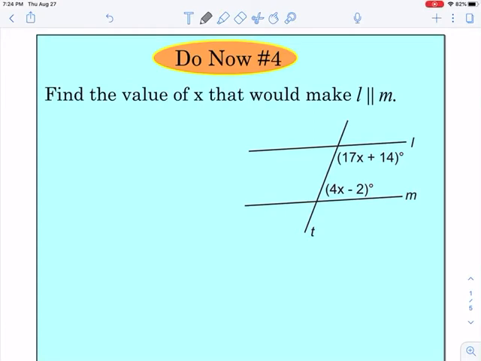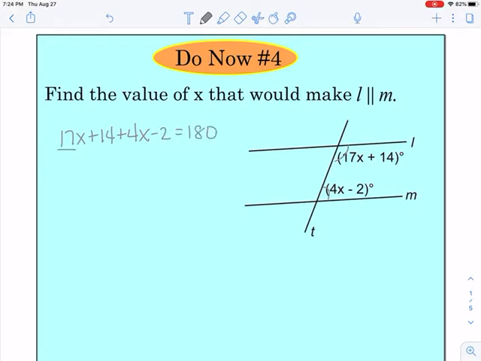So for do now number 4, we want to find the value of x that would make line L parallel to line M. So again, if I look at the two angles that are denoted here, those are interior angles on the same side of the transversal. And again, same side interior angles are supplementary.